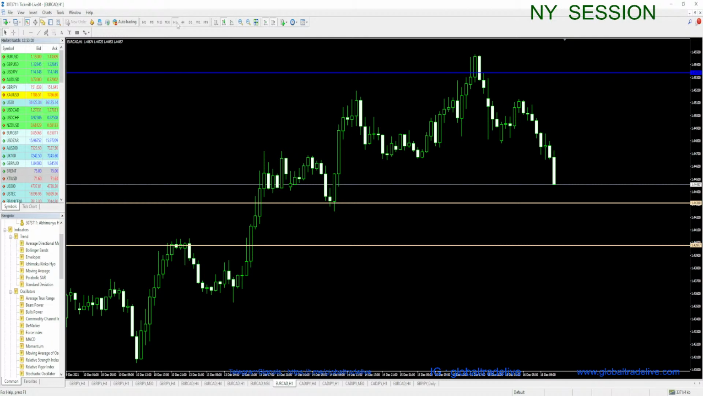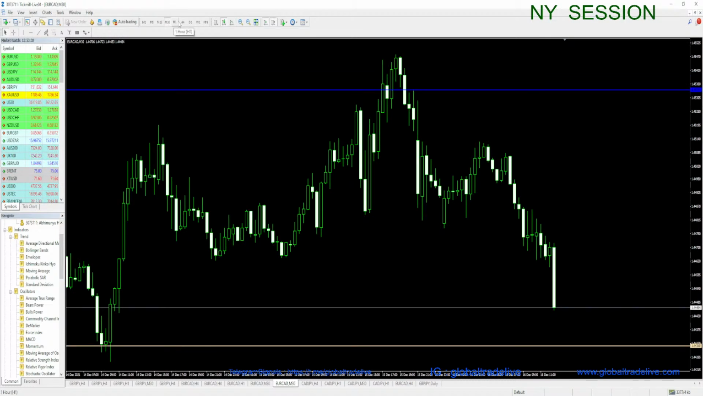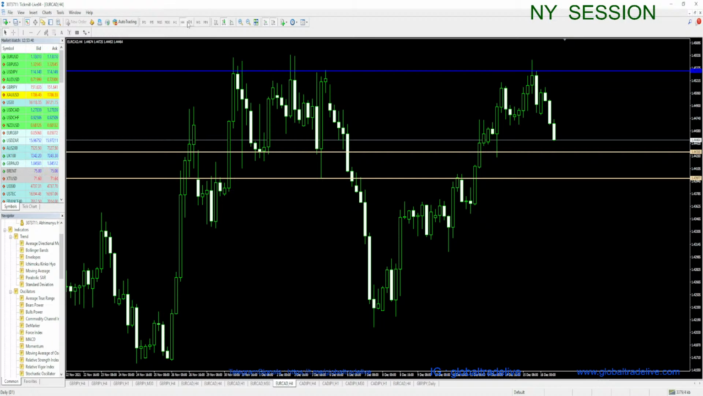Let me just check. 1 hour also looks good. It also looks like it will be coming down to this level as well. And 30 minutes also. So every time frame is totally bearish, especially the 4 hour. It really looks good over here, the 4 hour time frame.